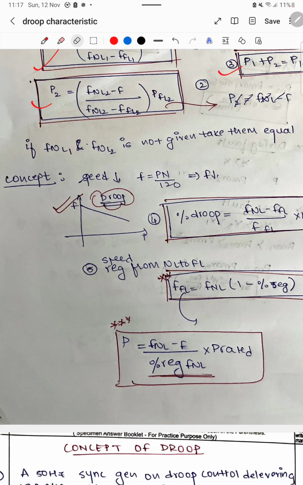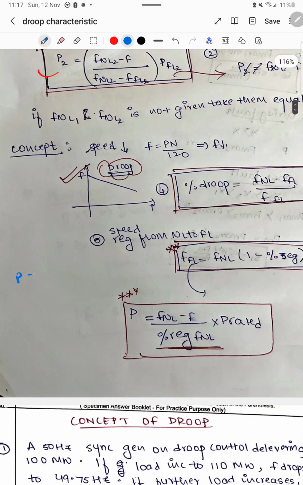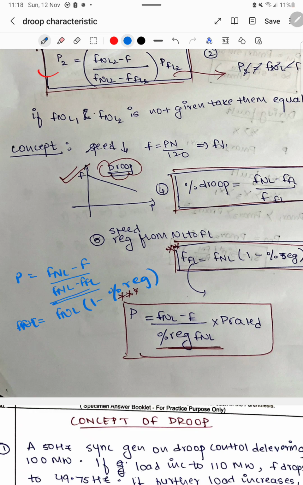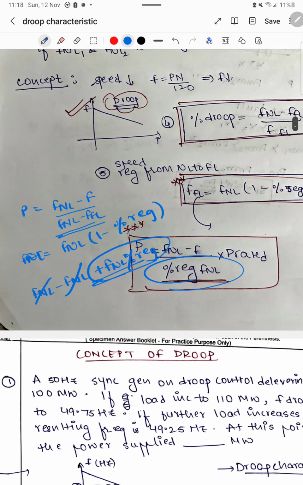And the last one, which is not technically a formula but can be used: we have seen that P is nothing but F no load minus F upon F no load minus F full load. We have also seen that F full load is F no load into 1 minus percentage regulation. So F no load minus F full load is what? F no load minus F no load plus F no load into percentage regulation, right? That comes out to be F no load into regulation.